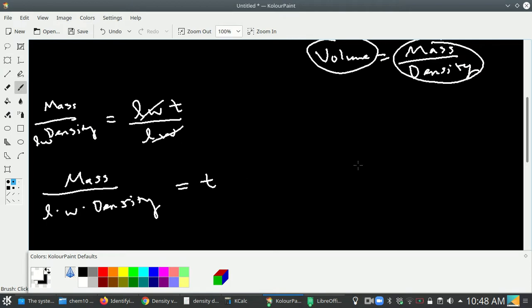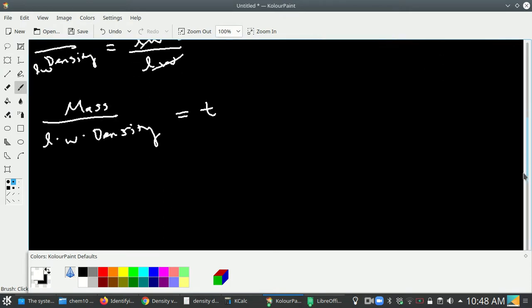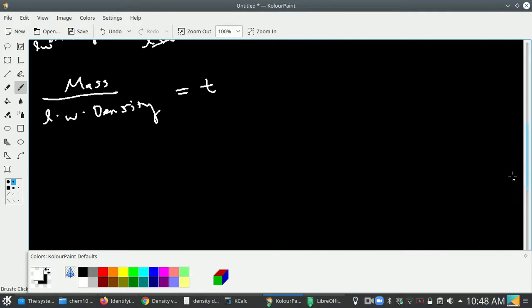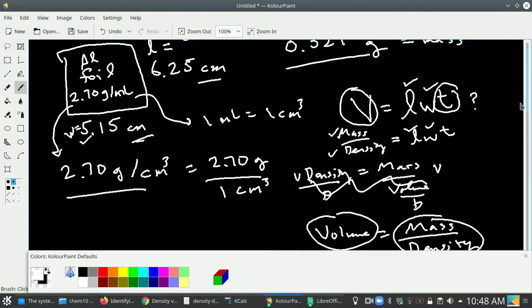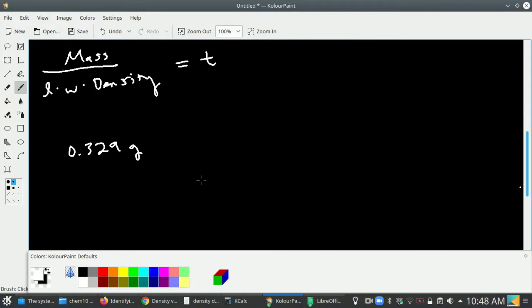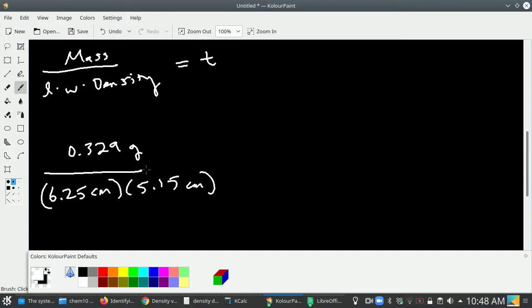Now I'm going to put numbers in here. So what was the mass? 0.329. That's mine. You have your own mass from the video. Length was 6.25, width was 5.15. Density was, okay, I'm going to call this cubic centimeters so that you could see what I'm doing here.